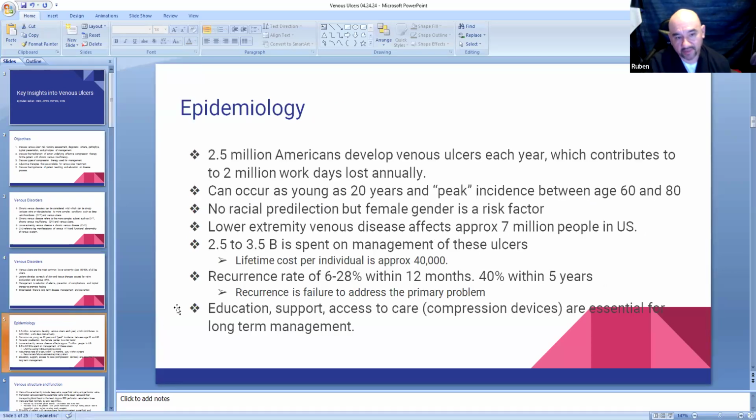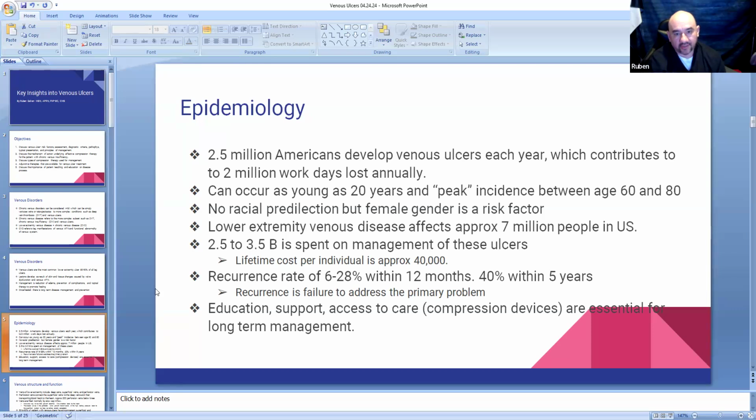But to understand the epidemiology, 2.5 million Americans develop venous ulcers each year, which contributes to about 2 million workdays that are lost annually. And this can occur in folks as young as 20 years old, and it peaks around age 60 to 80. And there's really no racial predilection, but I have noticed that the female gender is a risk factor.